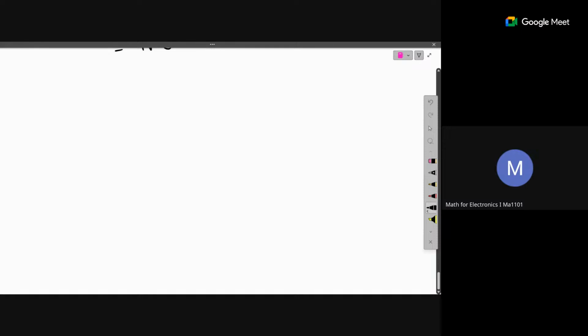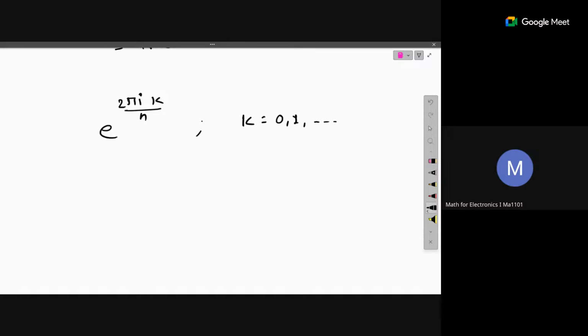So ultimately what we are getting is that if we take this quantity e to the power 2 pi iota multiplied by k upon n, where k is between 0, 1 to n minus 1, and we calculate the nth power of this particular quantity, suppose this is some complex number z, or you can take x since we started with x. If you take this to be your x and calculate x to the power n, then this is the same as e to the power 2 pi iota.